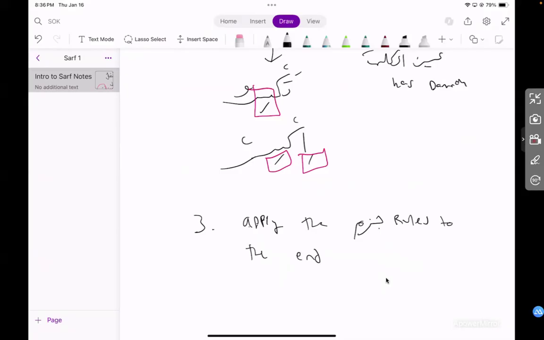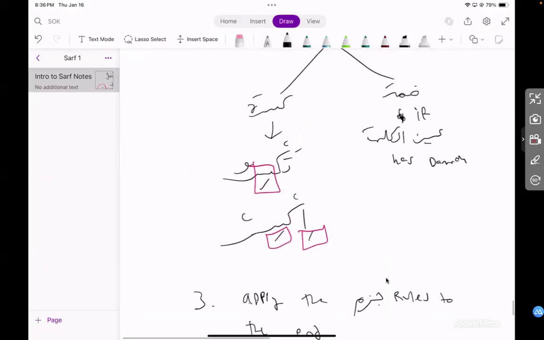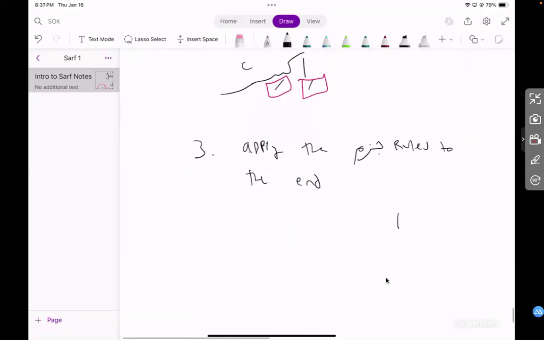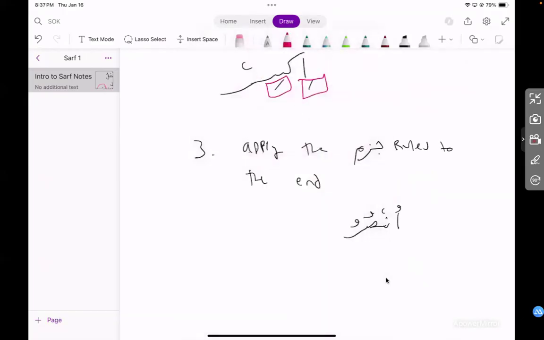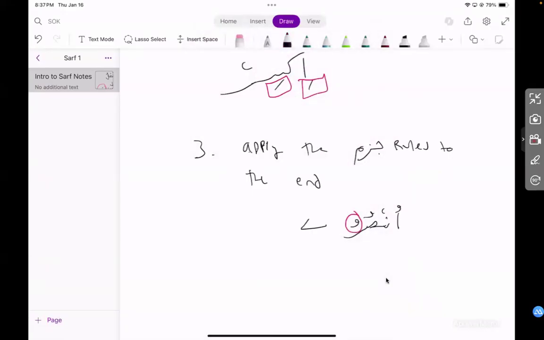Jazm rules to the end mean that, for example, as you can see over here, I have unsur. If I'm going to make this, pretend like it's majzoom, then this thing has got to go, this dhamma. So the final version is going to look like unsur with a sukun, because that's what corresponds to jazm.